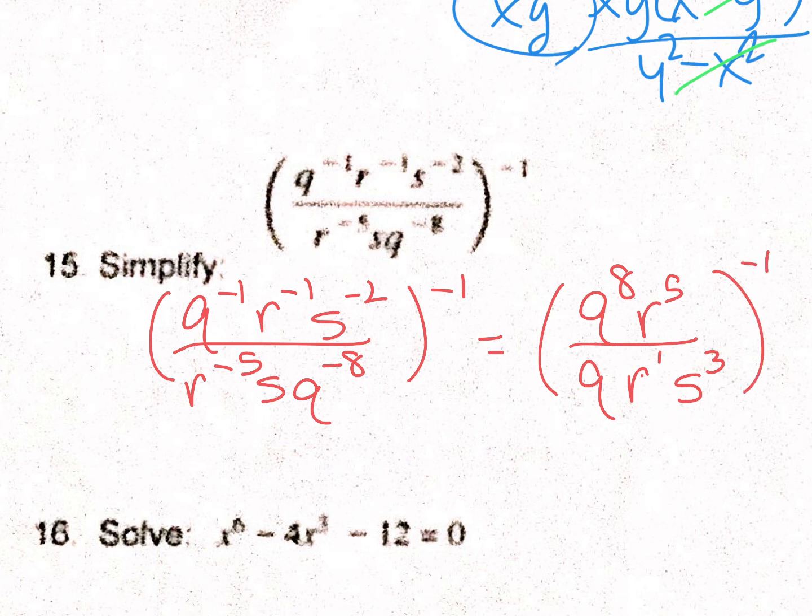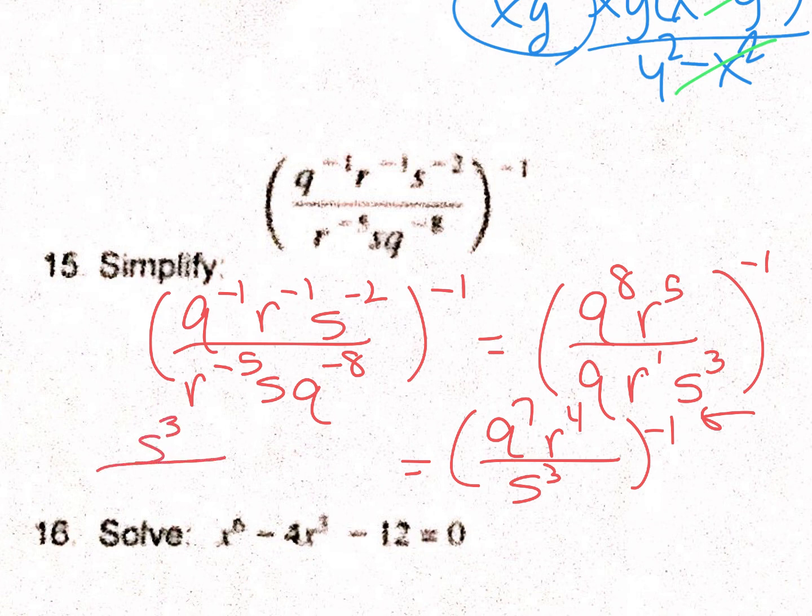Now, there's still work to do inside. I'm going to cancel my Q's, which gives me Q7 on the top. Cancel my R's, R4 on the top. S, nothing to cancel. It's still on the bottom, S3. Now, this negative 1 exponent on the outside flips everything inside. That's all it does. So I'm going to end up with S cubed on the top over Q7 R4, and there it is. That's a 4, by the way.